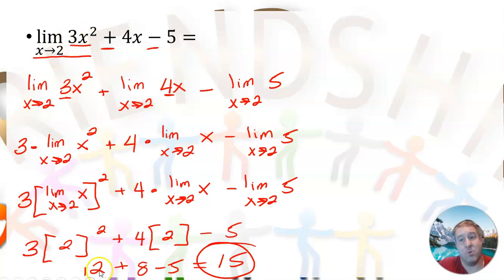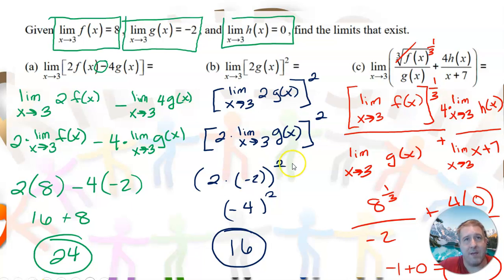4 times 3 is 12. Yeah, you're going to get the same answer, and that should not shock you because obviously these properties are all equal. Nothing has really changed.